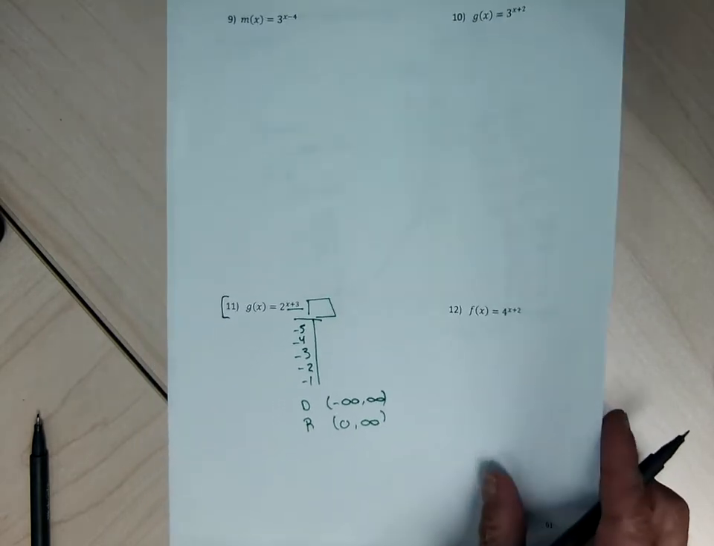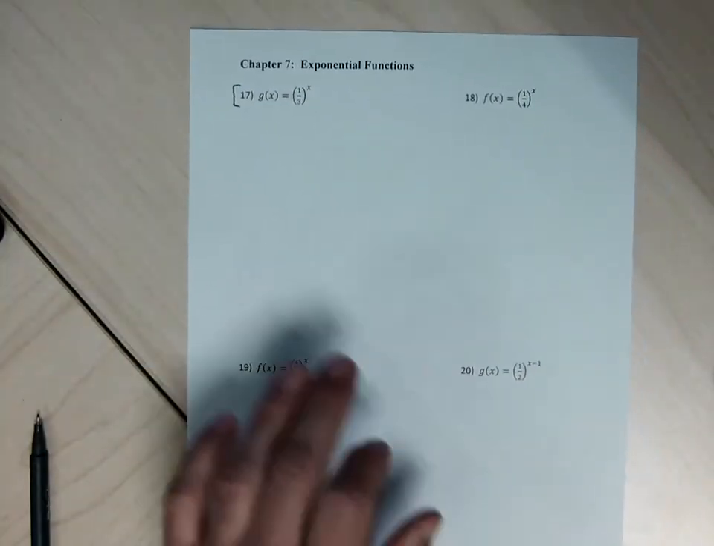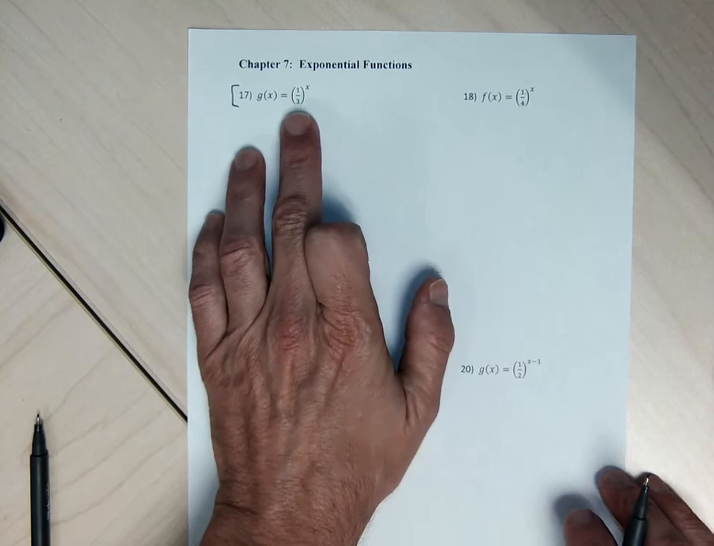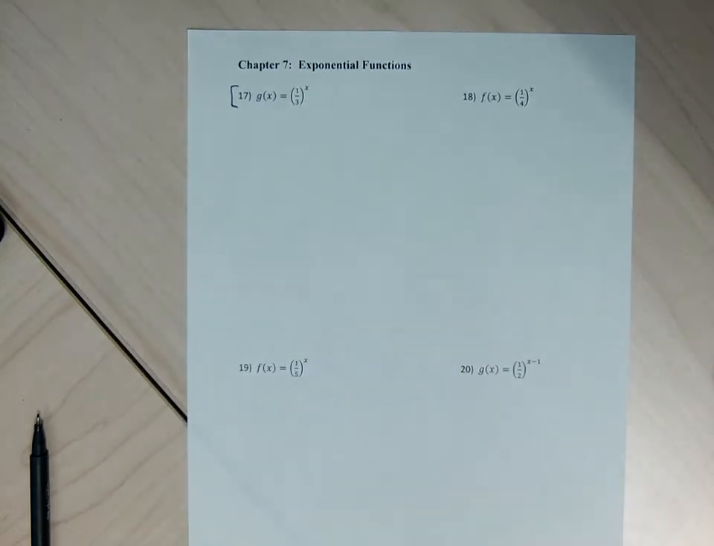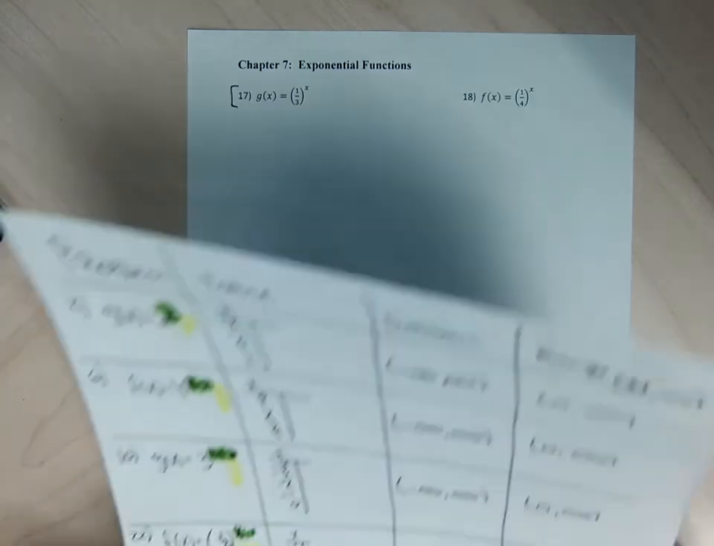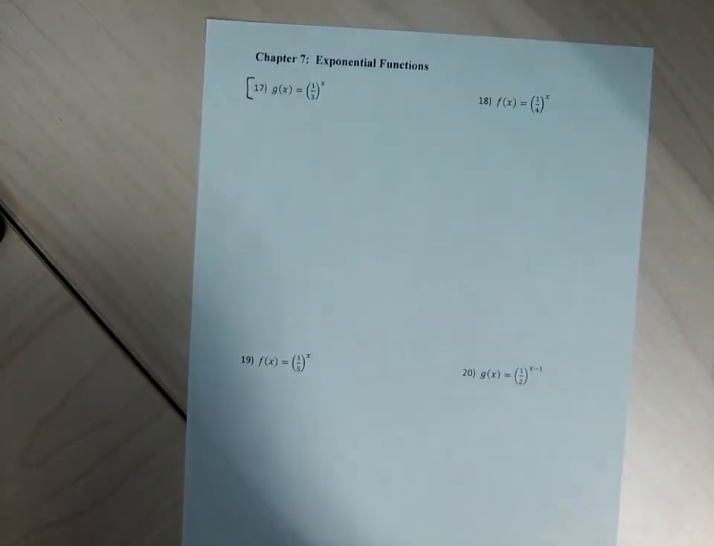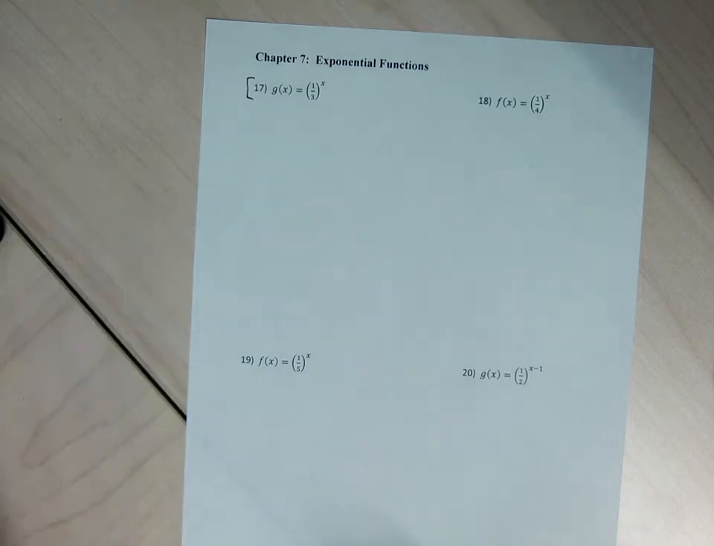What's more interesting is graphing these fractions, like in problem 17 and problem 18. Maybe I'll just do 17. Well, yeah, I'll do 17 with you. As opposed to doing, oh, that's not problem 22. Well, maybe it is. Yeah, it is problem 22. Let me do 17 with you.